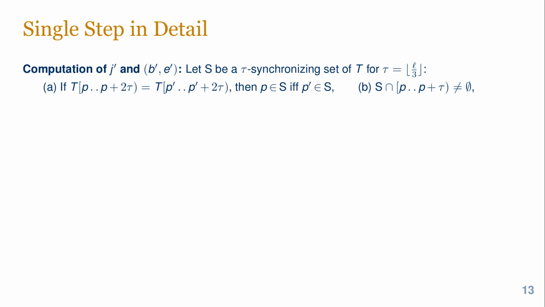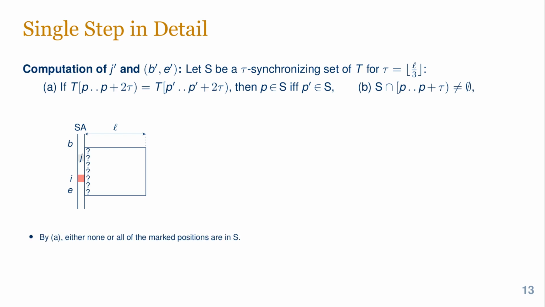The witness j' and the refined range boundaries B', E' are computed as follows. Let S be a tau synchronizing set of t, where tau is equal to floor of L over 3. As a reminder, we stated the consistency condition A and the density condition B. Consider the situation at the beginning of the step during our algorithm. We are given as input the boundaries B, E of the suffix array interval containing suffixes that have a common prefix of length L with suffix SA of I, and j is a witness, that is, one of the positions in this block.